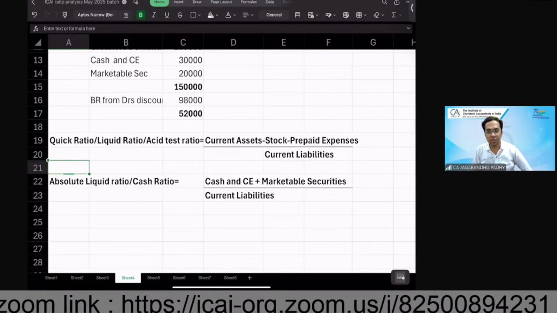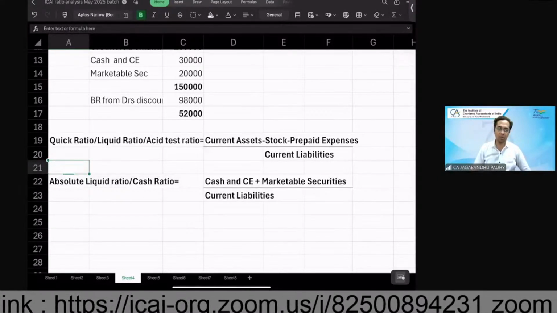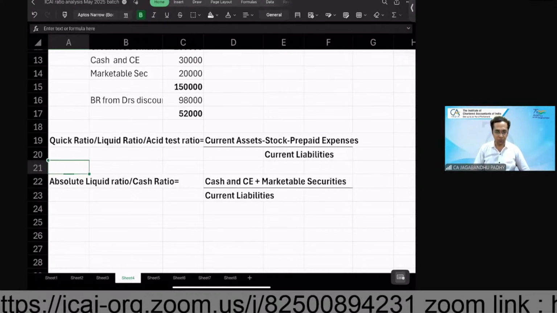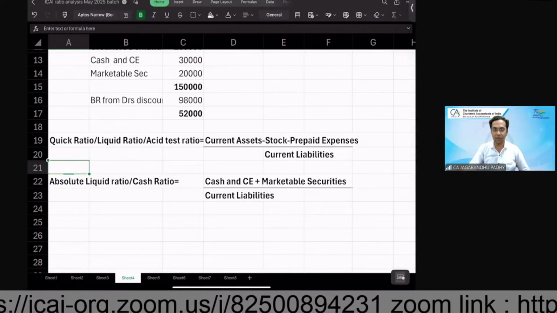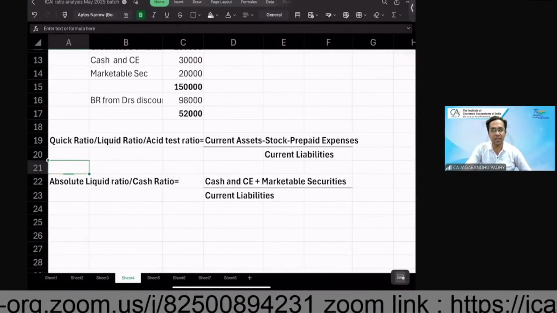What are marketable securities? Marketable securities are those securities which you can sell in the market easily without loss in the value. So like some liquid funds, government securities, which you are holding for the purpose of easy liquidation.